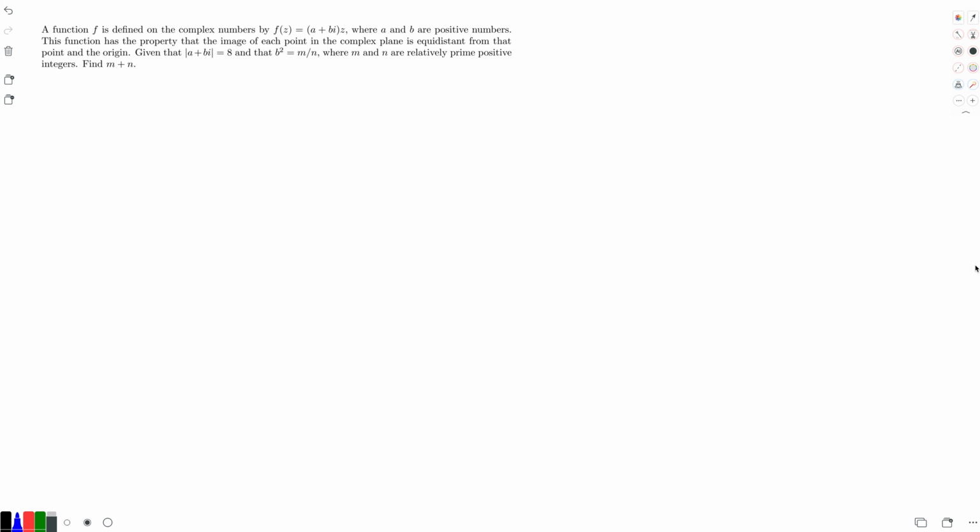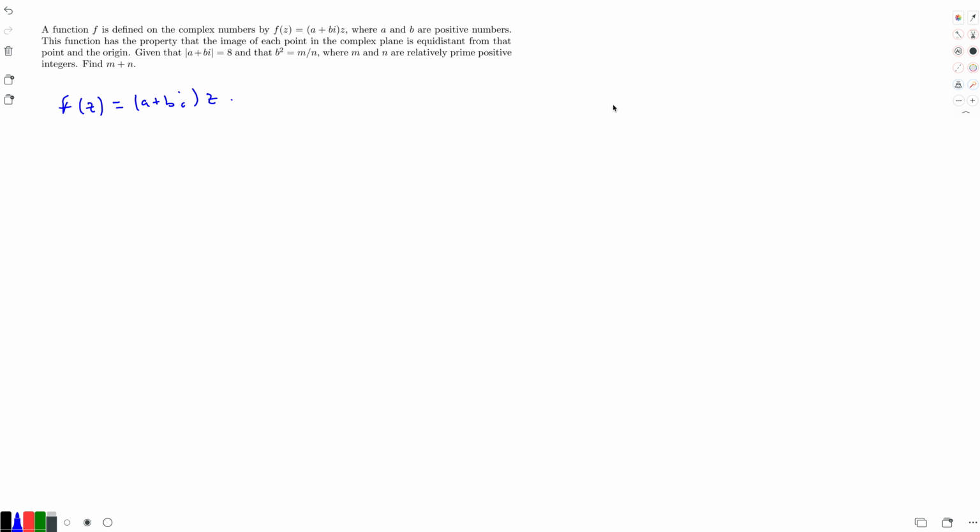This function has a property that the image of each point in the complex plane is equidistant from that point and the origin, given that the modulus of a plus bi is equal to 8, and we wish to find b squared. Okay, so first let me just write this function down. So f of z is equal to (a plus bi) z, right?